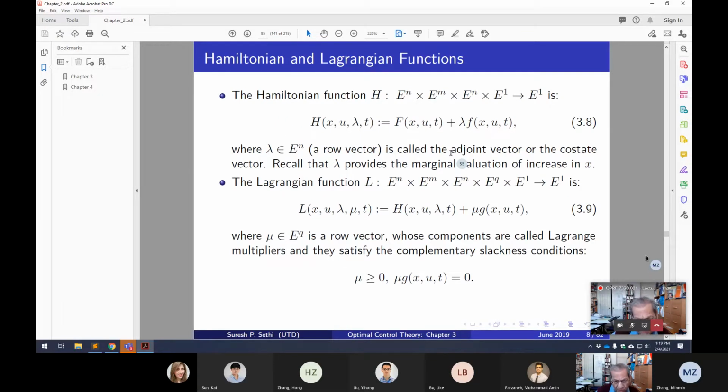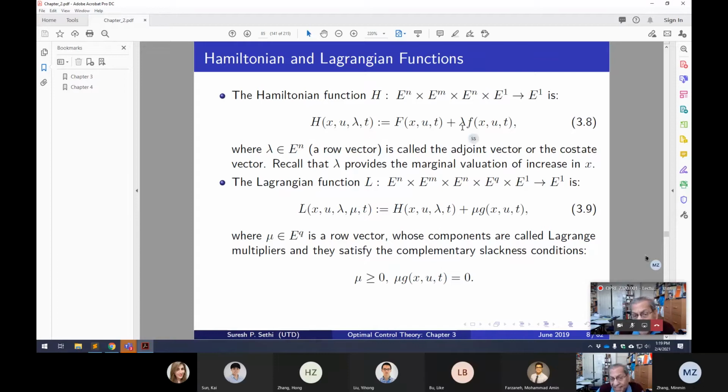As before, as in chapter 2, we define the Hamiltonian. The Hamiltonian is f, which is the integrand, plus some adjoint variable lambda times the right-hand side of the differential equation. Remember in chapter 2, we maximize this Hamiltonian, and we proved that the maximum principle says that this Hamiltonian must be maximized at each point in time.